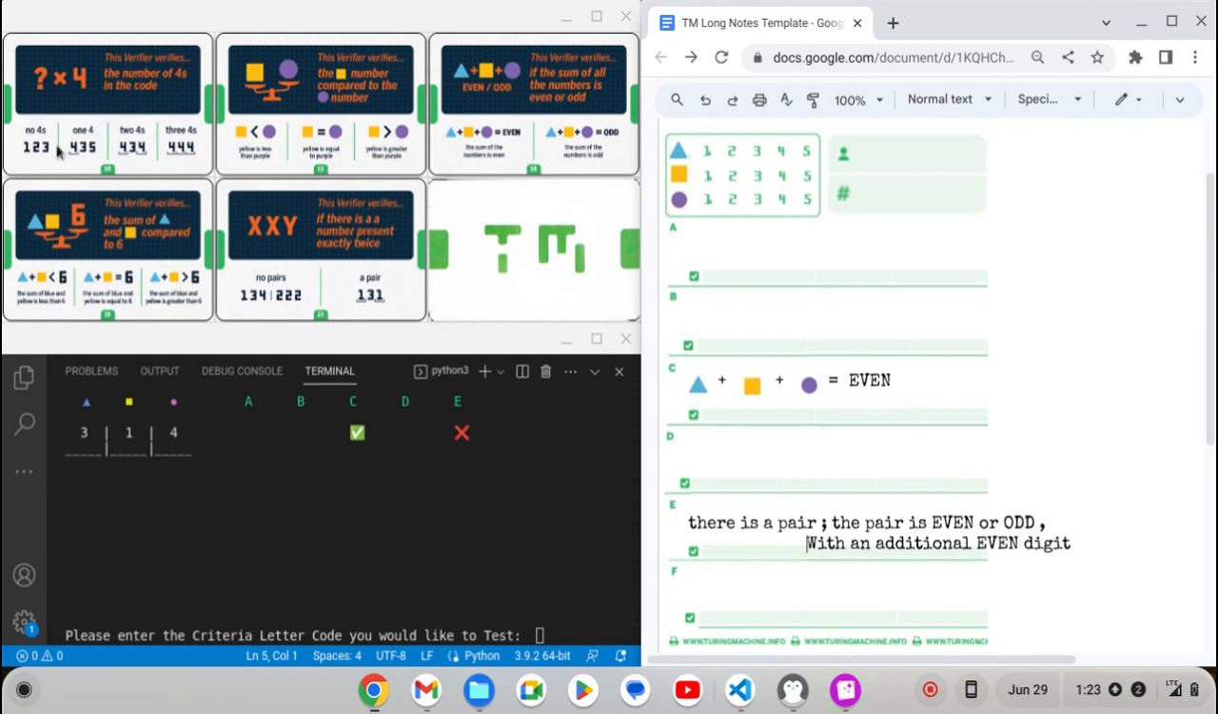Or it could be that there's only one 4, and then the pair could be either 2 or 2 odds. So let's see, what else can we test? Because we really haven't crossed out anything.